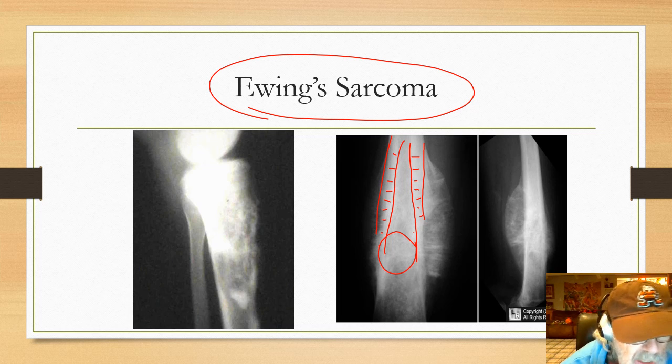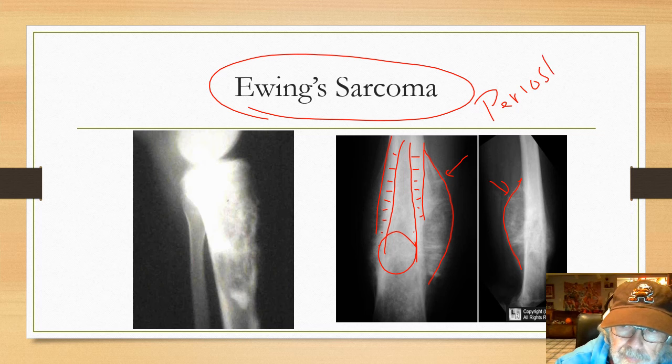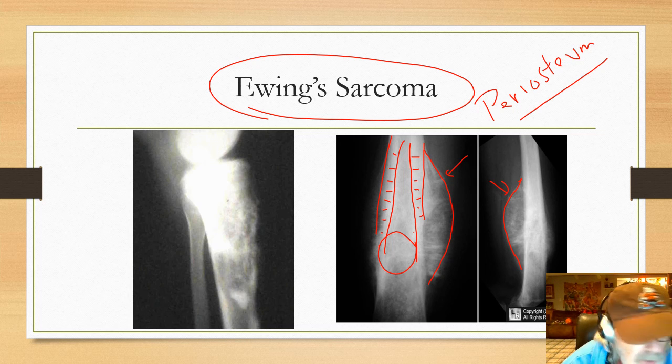But the thing that I really wanted to point out here that I think is interesting is this thing right here and this thing right here. See this hump that comes up like that? That is actually what we know and love called the periosteum. We talked about that. That's that membrane that covers the bone that has the potential to form bone.